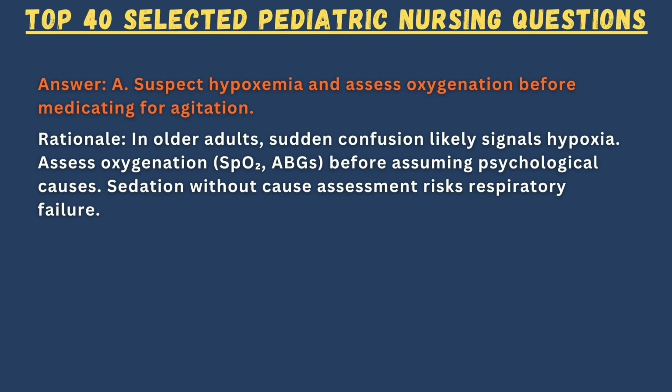Rationale. In older adults, sudden confusion likely signals hypoxia. Assess oxygenation, SpO2, ABGs, before assuming psychological causes. Sedation without cause assessment risks respiratory failure.